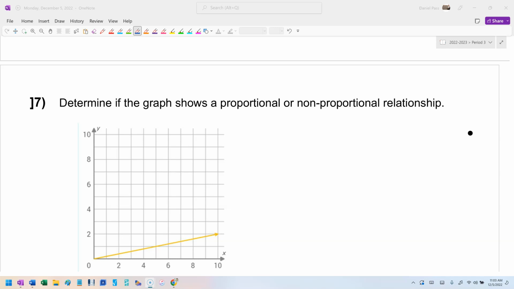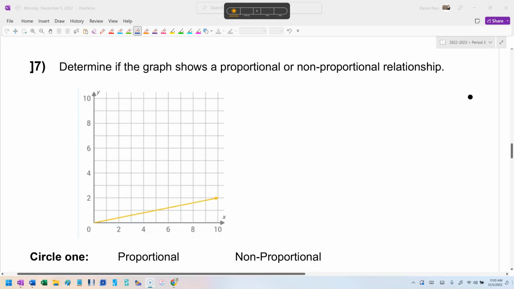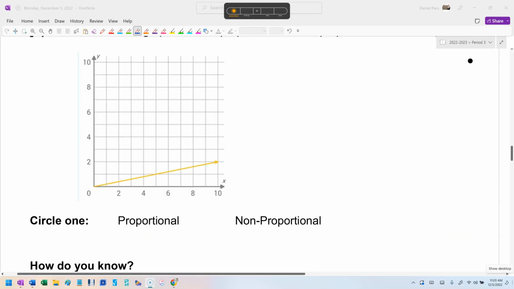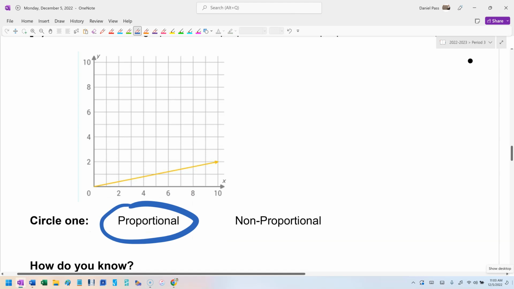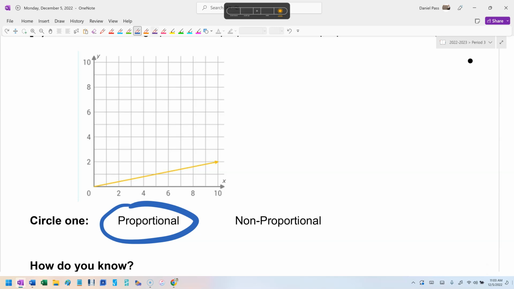What is it? Is this proportional or non-proportional? Proportional. Do we agree with him? Is that proportional? Yes. It looks a little curved. Now, can you tell us why? It came from its origin and is a straight line. So it's got both. It passes both tests.